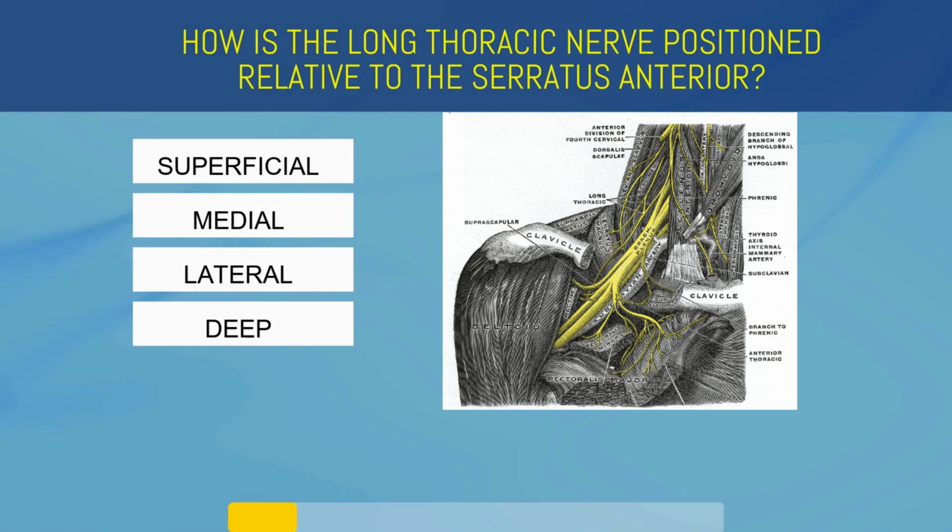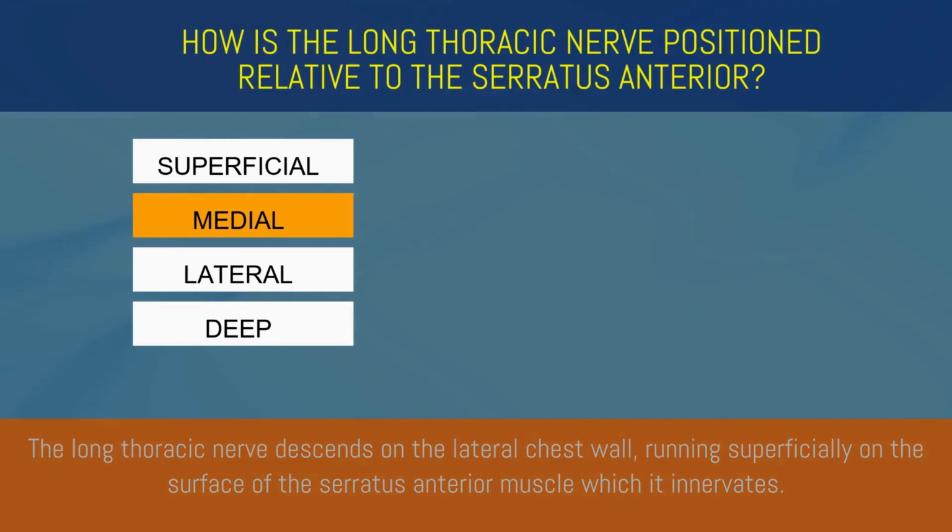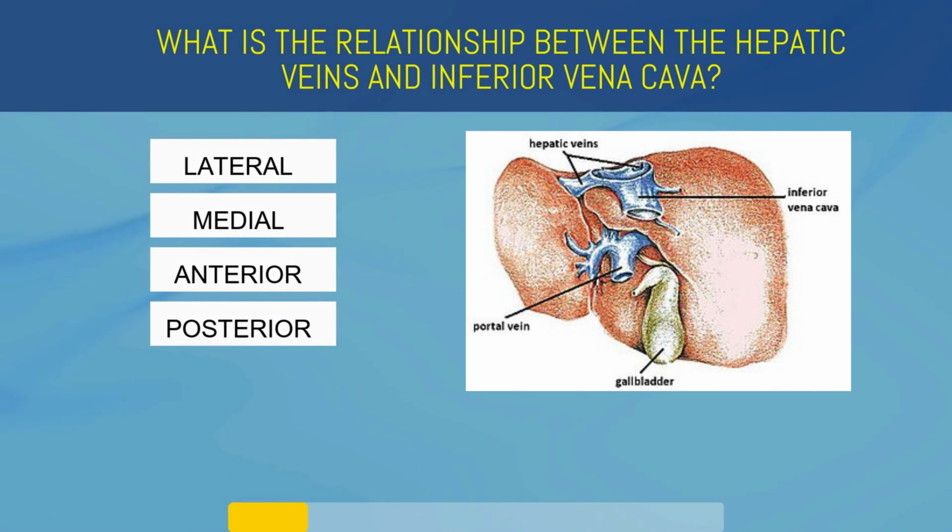How is the long thoracic nerve positioned relative to the serratus anterior? Superficial, medial, lateral, or deep? Medial. The long thoracic nerve descends on the lateral chest wall, running superficially on the surface of the serratus anterior muscle which it innervates. What is the relationship between the hepatic veins and inferior vena cava?